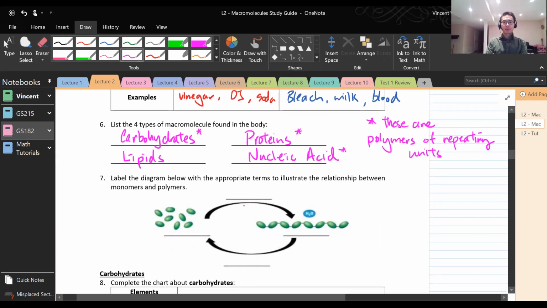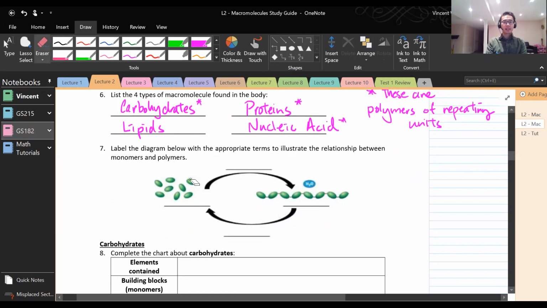So here is a diagram that shows you the relationship between the monomers. Monomers are individual building blocks, and they could be the same, they could be different. For example, in proteins, you have 20 different types of monomers. For carbohydrates, it's more like 4 or 5. And when you link them together, they become polymers.